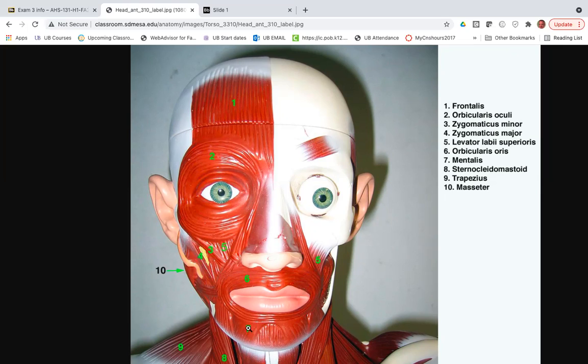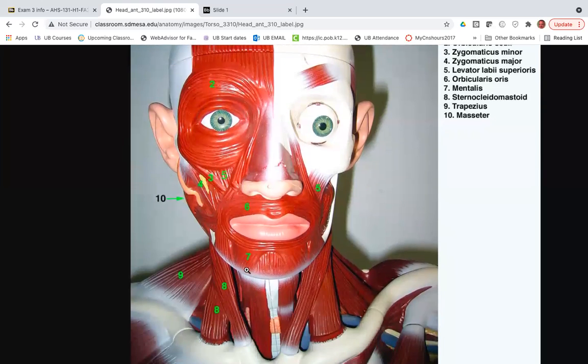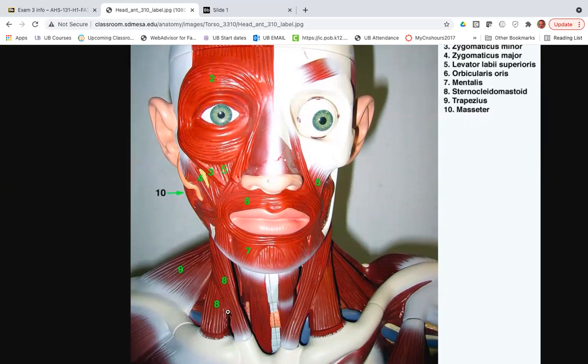Number 7 down here is the mentalis. Number 9, that's the upper trapezius. And number 8 just shows the split, or the 2 divisions, of the SCM. The more medial one is the sternal division. And then this lateral one is the clavicular division. So, sternocleidomastoid.